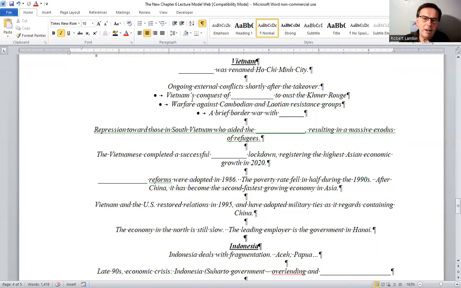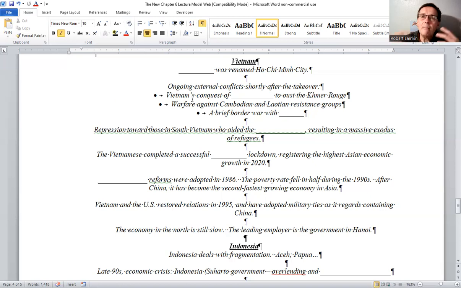Good news, all right, good news. Vietnam completed a successful COVID-19 lockdown, registering the highest Asian economic growth in 2020 as a result of that. They adopted free market reforms in 1986. There was some dialogue with the Reagan administration during that time, which maybe opened the door to dialogue and economic aid and economic assistance to move to a free capitalist economy.